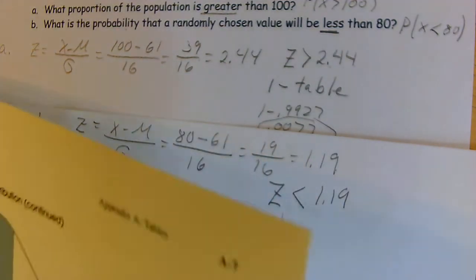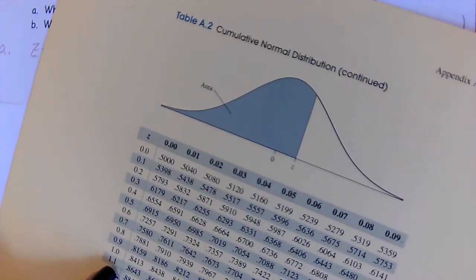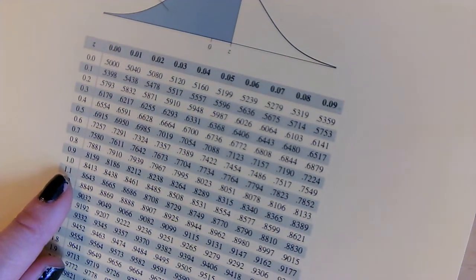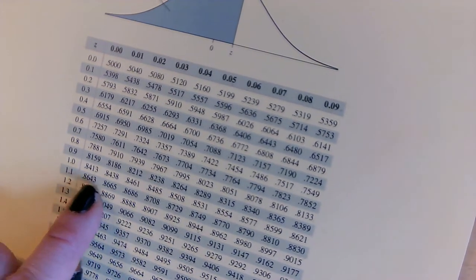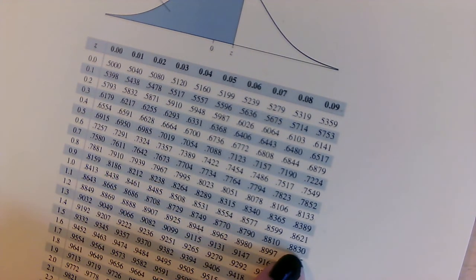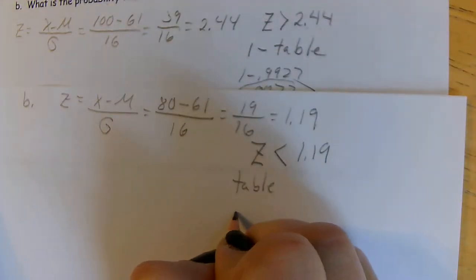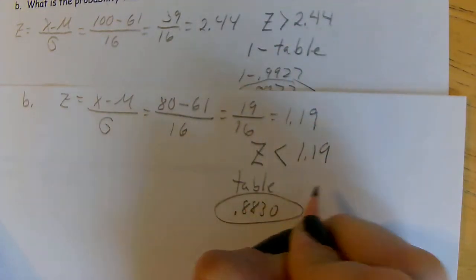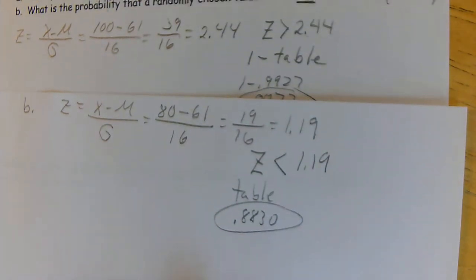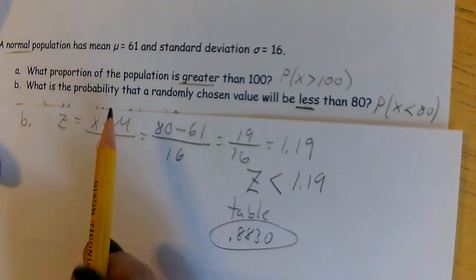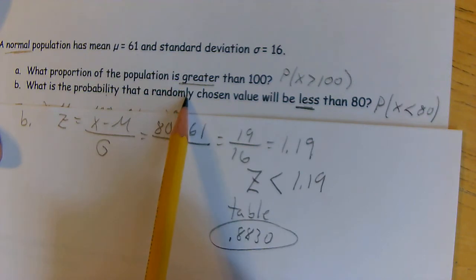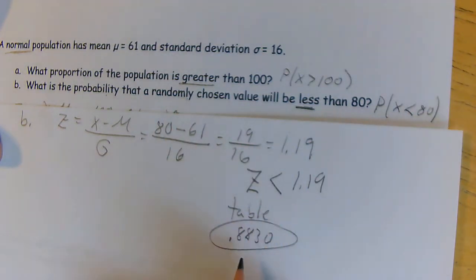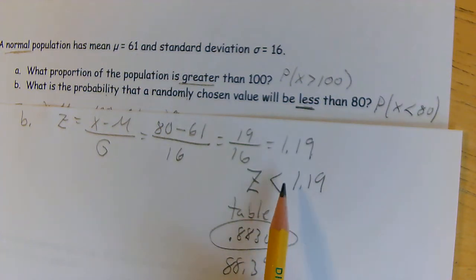The z-score of positive 1.19 gives 0.8830. So the probability that a randomly chosen value will be less than 80 is 88.3%. 0.8830 of the area under the curve is shaded to the left of 1.19.